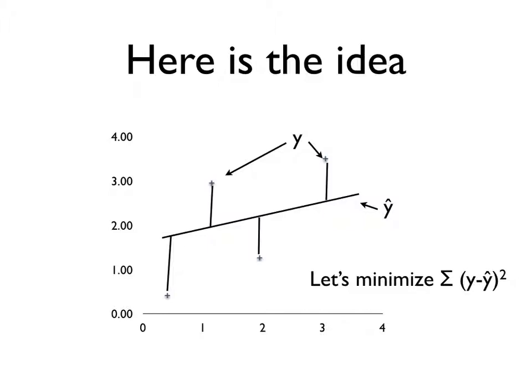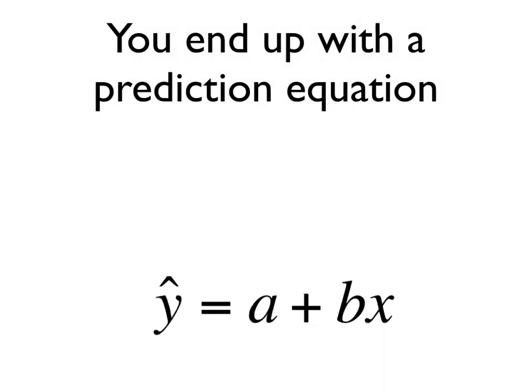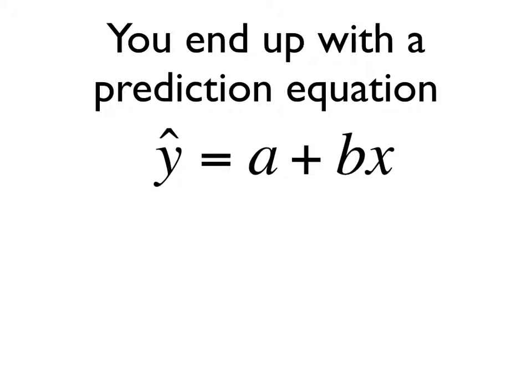You see these are mistakes, right? You got to understand this. These are mistakes. This line is wrong. These points are right, but we want to minimize those prediction errors. So you end up with what's called a prediction equation, and it's y hat equals a plus bx.